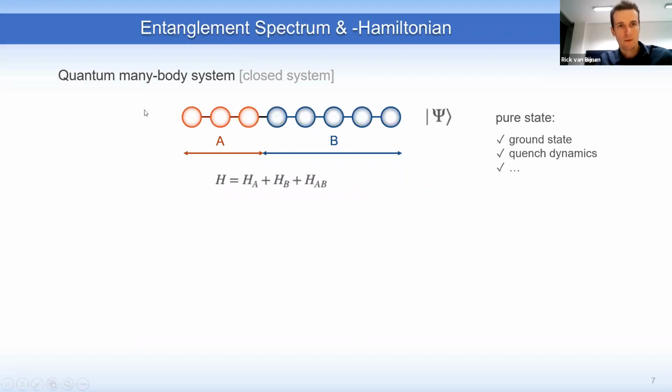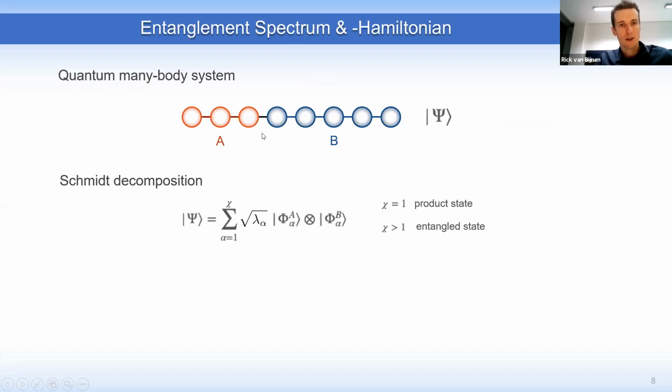So there's two things, the entanglement spectrum and entanglement Hamiltonian. I want to make this a bit more precise here. Let's say we have a quantum many-body system. This is a closed system, so there's just a single wave function, a pure state, like you would obtain maybe in an experiment where you find ground states or where you do quench dynamics. And now we split this system into two, a subsystem A and a subsystem B.